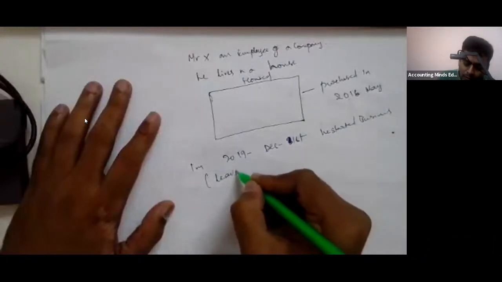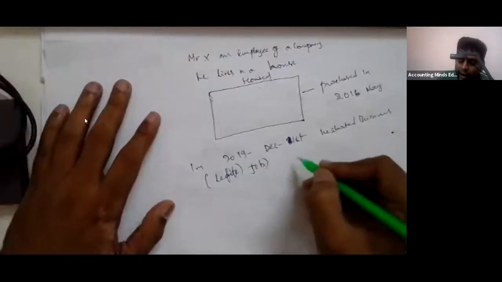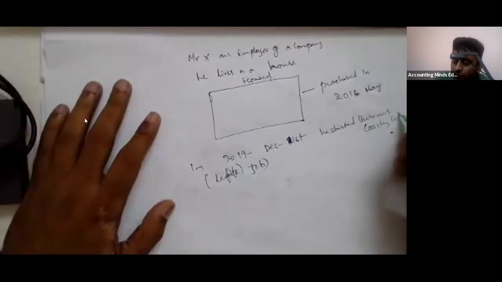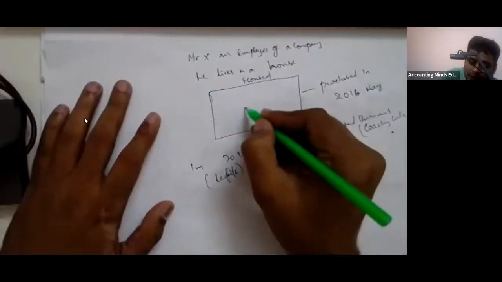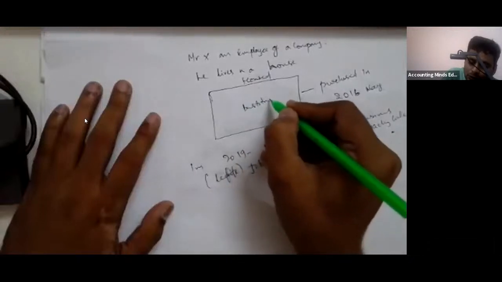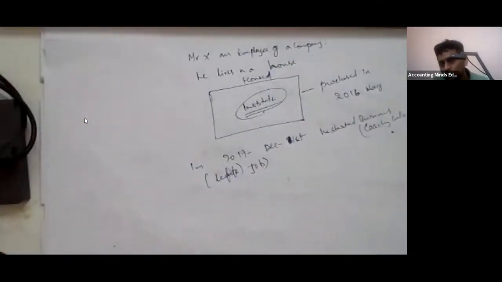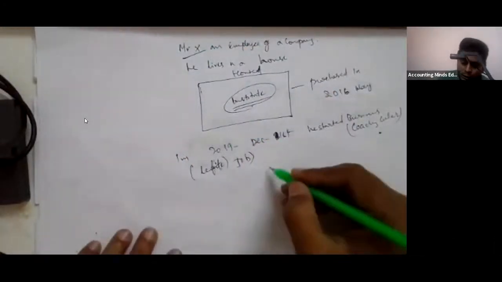After leaving his job, he started a business. What business? A coaching center. He used this building as his institute. He converted this house into an institute. Are you getting it or not? Following it? Yes, sir. Now, this is Mr. X Institute only. This is a sole proprietorship.